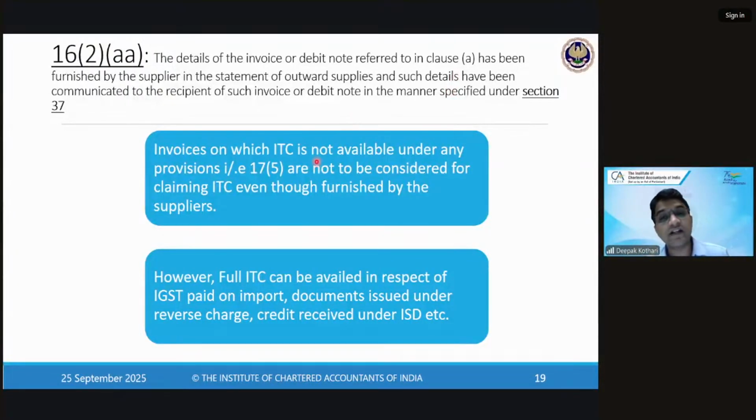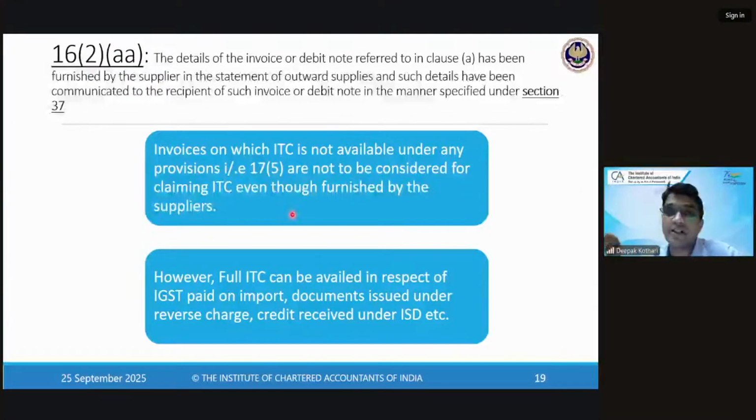So invoices on which ITC is not available under any provisions, that is under section 17(5), are not to be considered for claiming ITC even though they are furnished by the supplier. We will go through section 17(5), but we will understand here briefly that any credit which I'm claiming and appearing in my GSTR 2B, I can claim it.